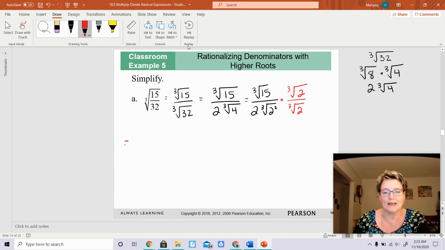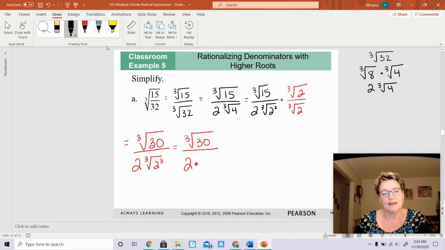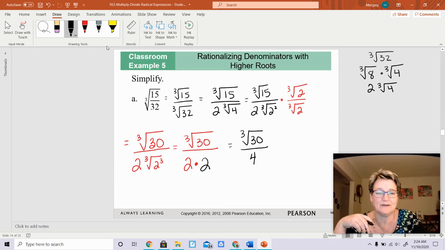So you're going to end up with the cube root of 15 times 2 is 30, and nothing I can do with the numerator. And then on the bottom, I have 2 and the cube root of 2 cubed. So I'm going to simplify it a little bit more, and I'm going to show all my steps. I have 2 times this here, the cube root of 2 cubed is 2. And this is going to give me 3, the cube root of 30 over 4. And there's nothing else you can do.